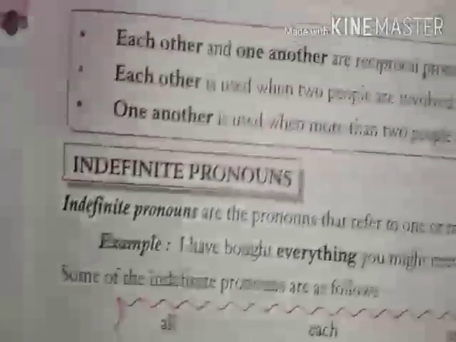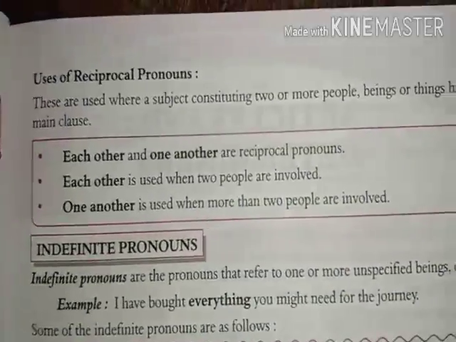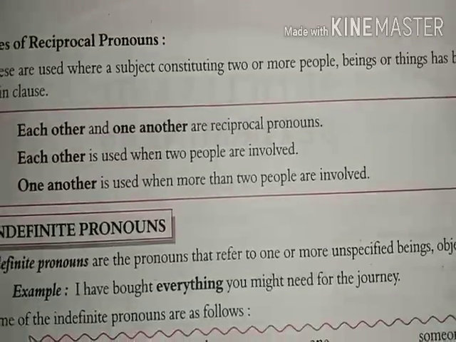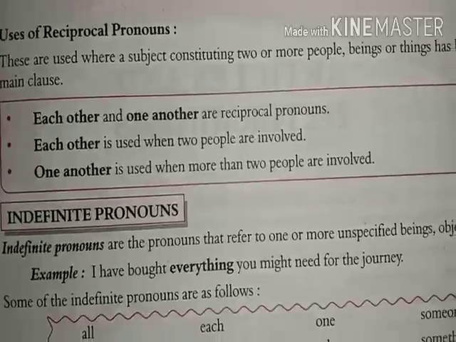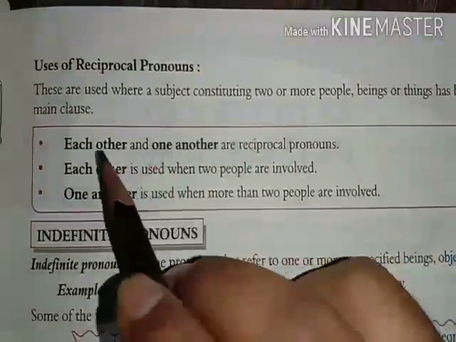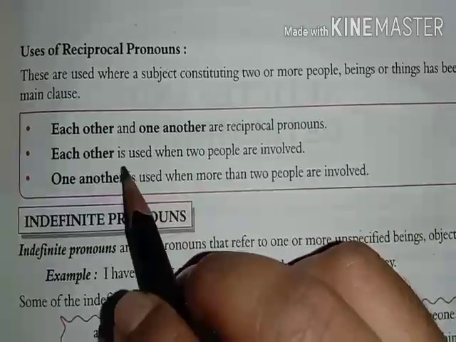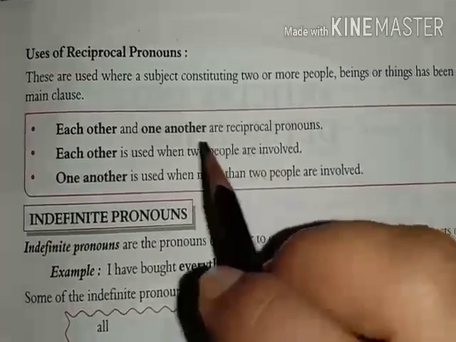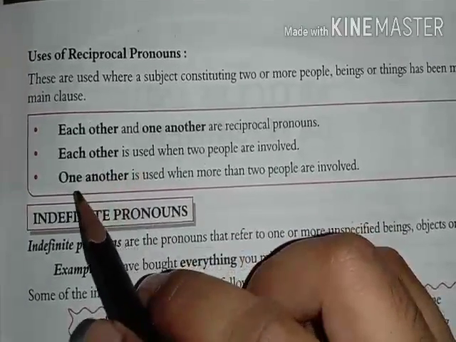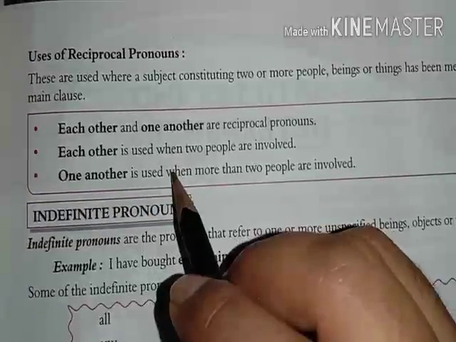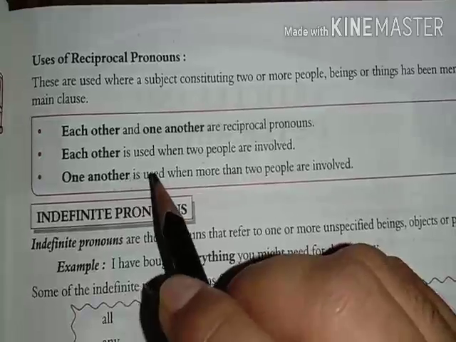Students, this is important. You please remember this. Each other and one another are reciprocal pronouns. Wherever you see each other and one another, you will recognize these two as reciprocal pronouns. Each other is used when two people are involved. When there are two people, we use each other. And when there are more than two people, we use one another. So it is like that.